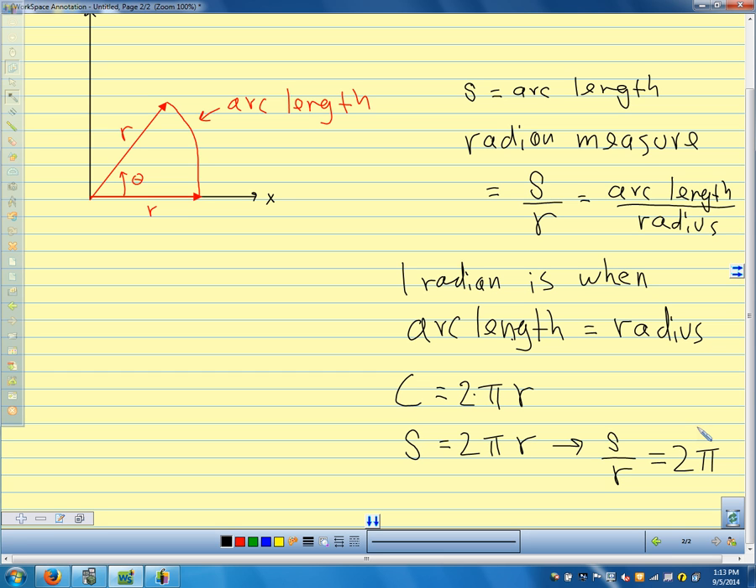2 pi is about how many radians? 2 times pi is about 6. It's like 6.28. So about 6 radians in an entire circle. So half a circle is just slightly less than 3 radians. If we took a piece of string the length of the radius of a circle, we could lay that string around the outside of the circle roughly 6 times. So there are about 6 radians in a circle. The arc length that's the same as the radius defines 1 radian.